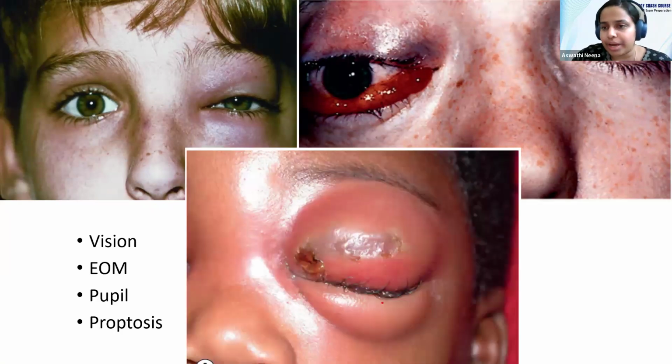But what about this case, wherein you have tense lid edema and you're not able to examine the eye? Therein, you cannot rule out an orbital cellulitis. That's when you start relying more on your imaging.